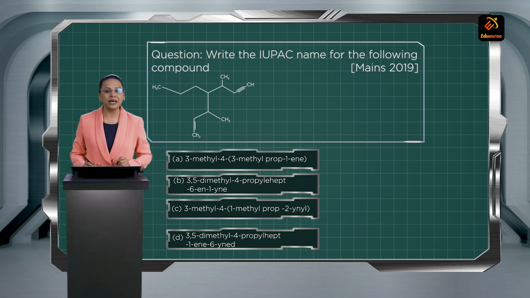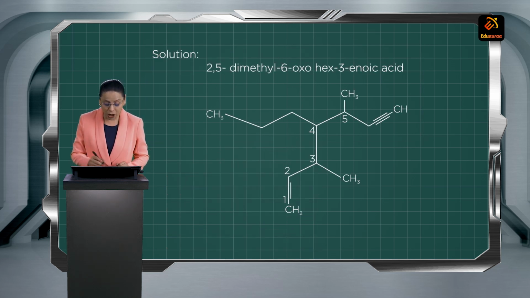Students, what is the first step? First of all, count the longest chain. Now, when I count the longest chain, I find that the 7 carbon chain is the longest. But how do I come to know this? See, when I start from here, it is 1, 2, 3, 4, 5, 6, and 7. So I'm getting a 7 carbon chain. Let us see if I get an 8 carbon chain or more than 7.